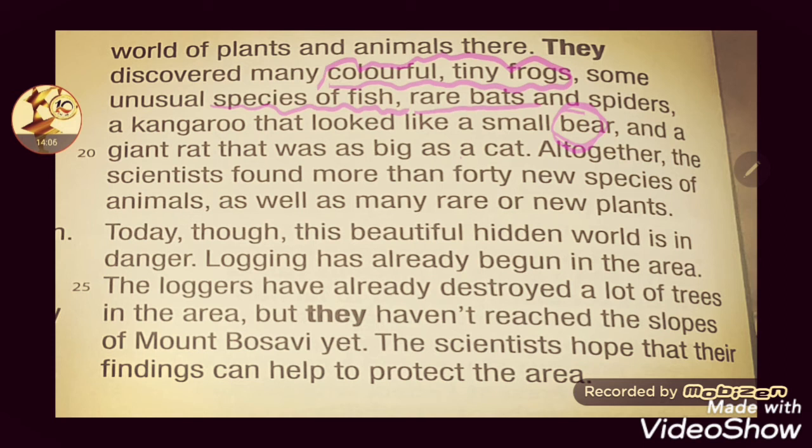So the narrator here is talking about a small kangaroo which looks like a bear, and our scientists found a giant rat that was as big as a cat. كان في جرذ كبير من كتر ضخامته ببين كأنه إيش؟ كأنه cat. All together يعني كلهم معا. The scientists found more than 40 new species. إذا مش كل هدول اللي احنا حكيناهم that we mentioned before, the spiders, rare bats, unusual species of fish, وأشياء كتيرة.